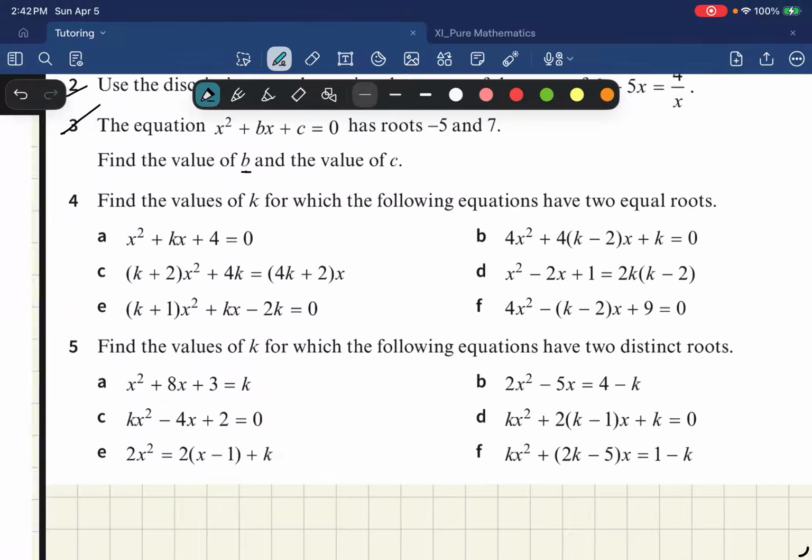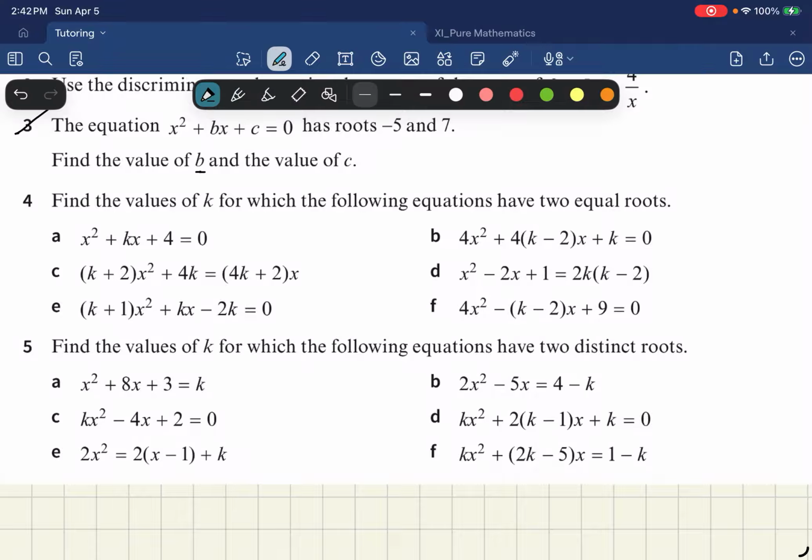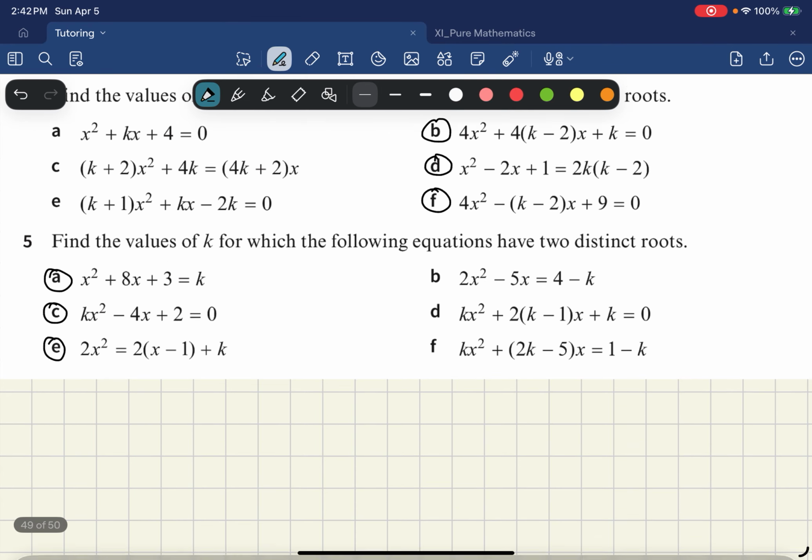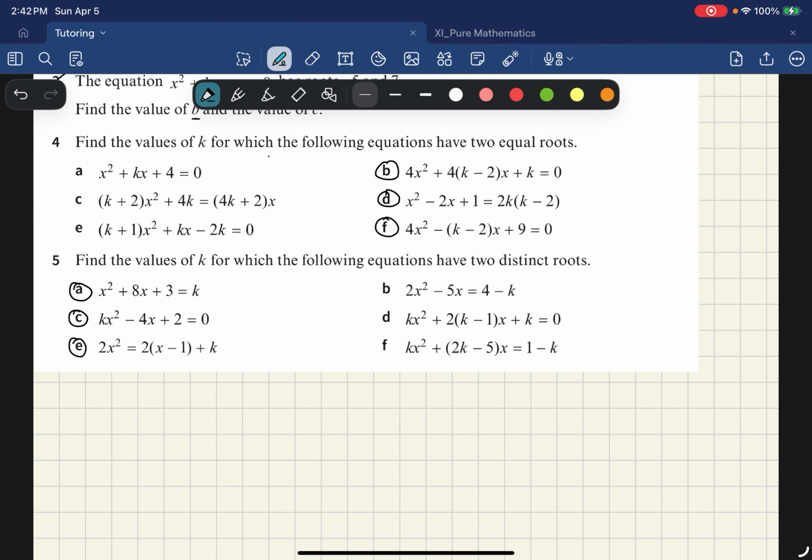Question 4. Find the values of k. So we won't do all of the questions. For 4, we will do B, D, and F. And for 5, we'll do A, C, and E. So just half of each. All right. So we want to find the values of k for which the following equations have two equal roots. So basically, this is the case of repeated roots, which we say the discriminant is equal to 0.